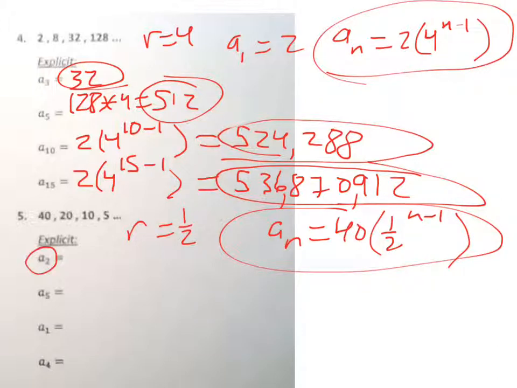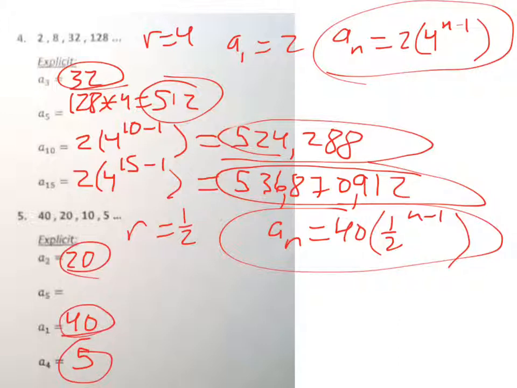If you want a sub 2, just get the second term of the sequence, it's 20. If you want a sub 1, you get the first term of the sequence, which is 40. If you want a sub 4, you get the fourth term of the sequence, which is 5. Those are just pulled right out of the sequence there. And if you want a sub 5, you can take a sub 4, which is 5, and divide by 2. Hey, it's 5/2. The end.